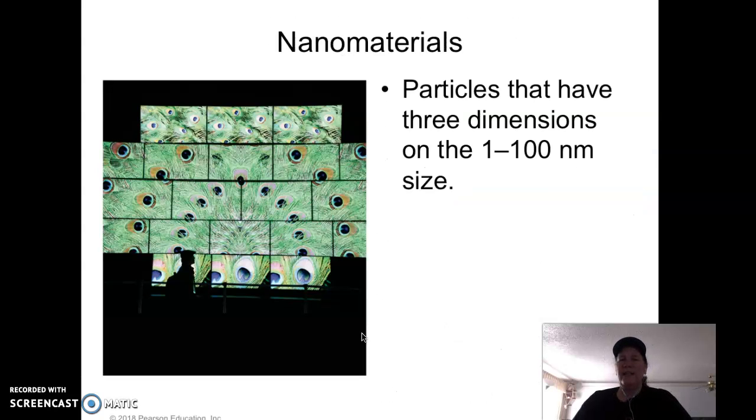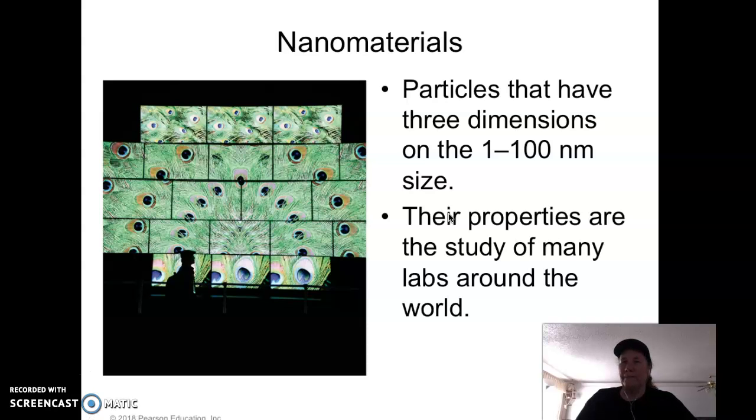Okay, and then I said there's nanoparticles, which is kind of a really new, well, now it isn't, I guess, it's been around for a while, where you have particles that are super tiny. They're nanometers. That's why they call it nanoparticles. They're adding nanoparticles to make things stronger. Their properties are studied all over.